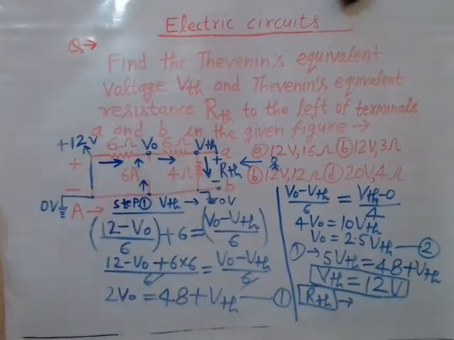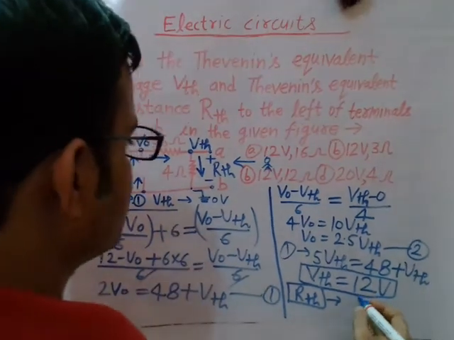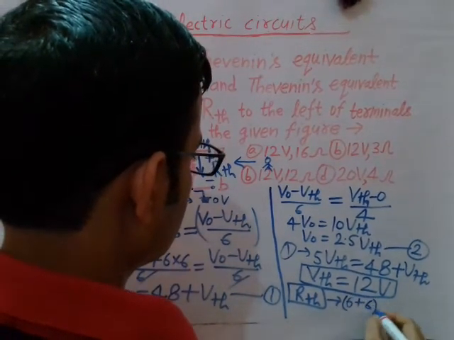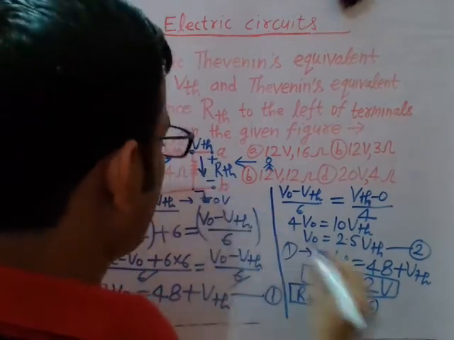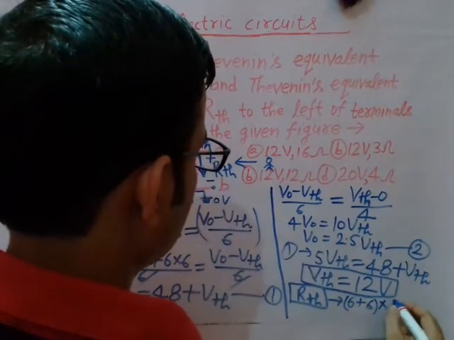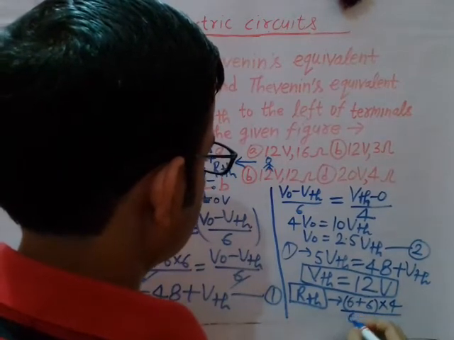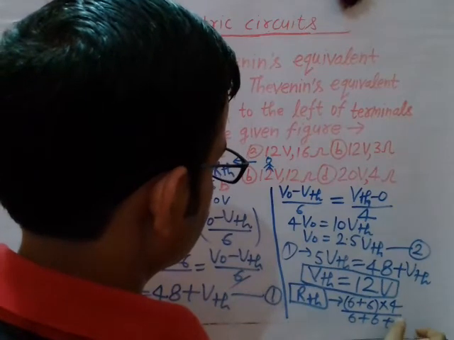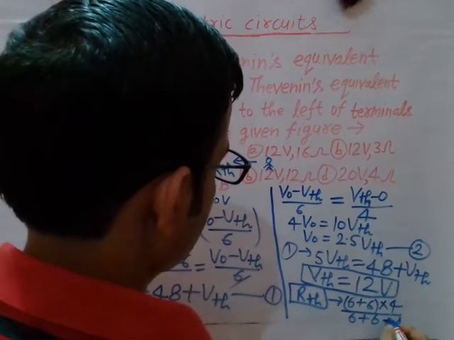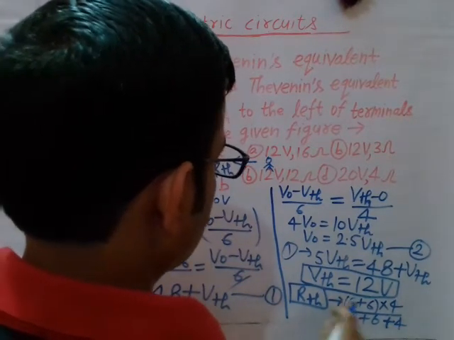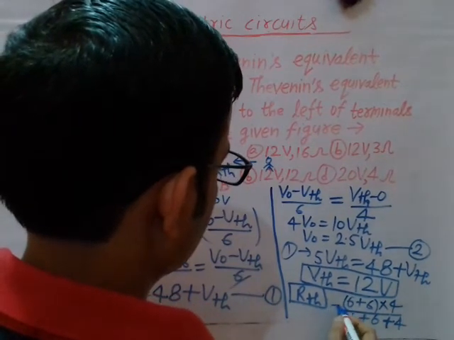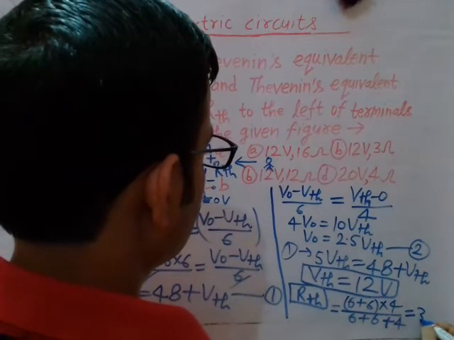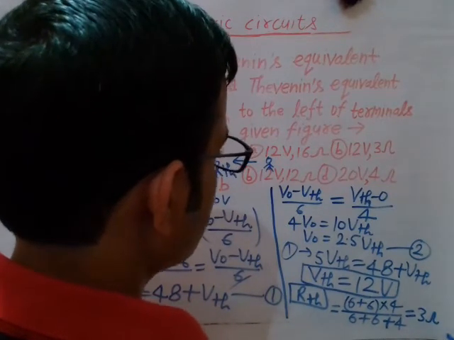So what is RTH now? RTH is nothing but 6 plus 6 in parallel with 4 ohm. So into 4 divided by 6 plus 6 plus 4, right? So like this you can calculate RTH. RTH is equal to this value, and when you solve this, it will come out to be equal to 3 ohm, right? 3 ohms.